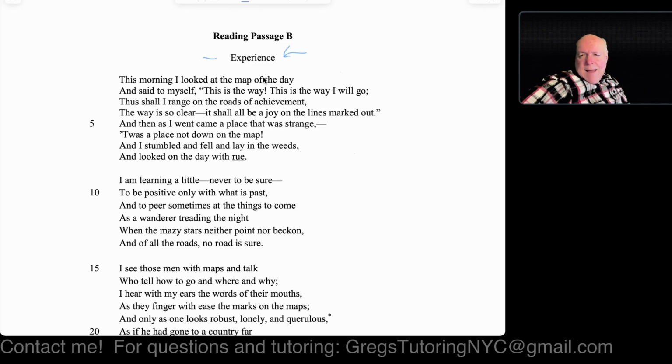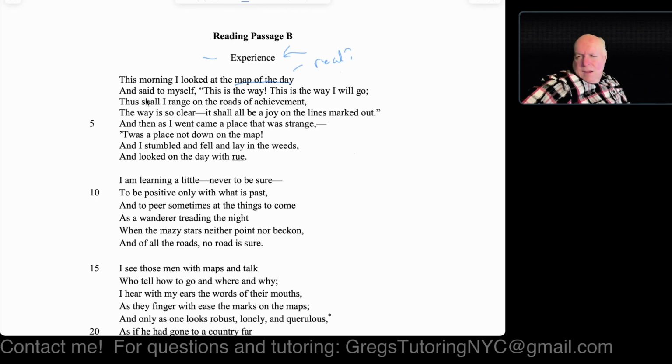This morning, I looked at the map of the day. So that's an interesting phrase. Because this is a poem, is it a real map or not? All right, that's one of the first things we have to do here. And by the way, I don't always say this, but you should really stop the video, read this yourself, try to understand it, and then see what I say about it. And I don't get to interview the authors either, so these will be my interpretations and my understandings of what the passage is going to be about.